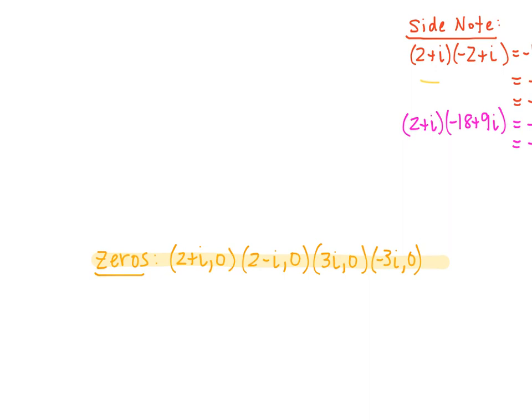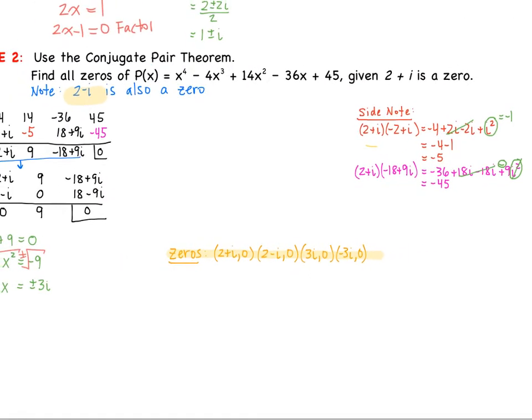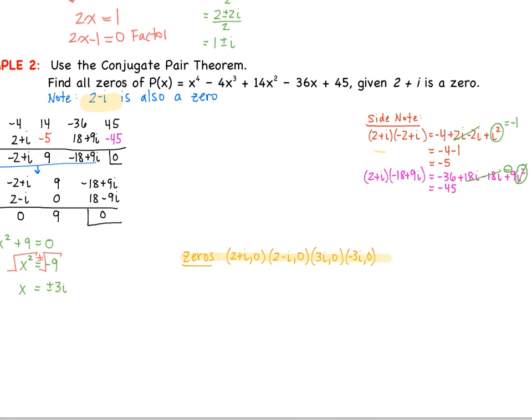And just remind yourselves, the degree of the polynomial should match the number of zeros that you have as your final answer, and it just so happens that we had a degree 4 polynomial, and we've got 4 zeros here. If you have questions, let me know. We'll talk in class.